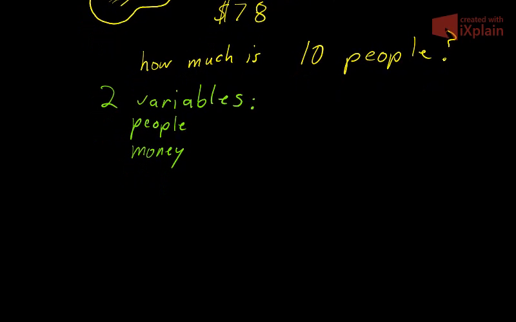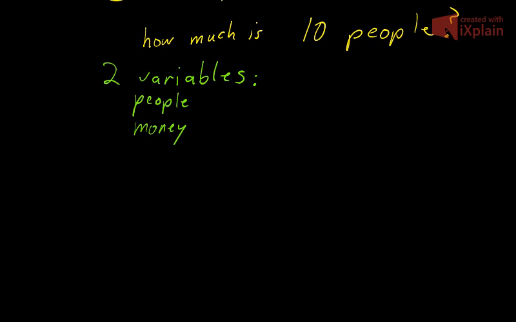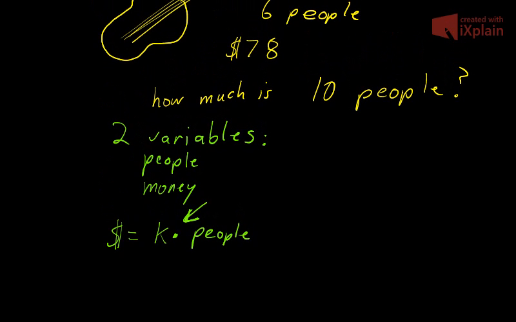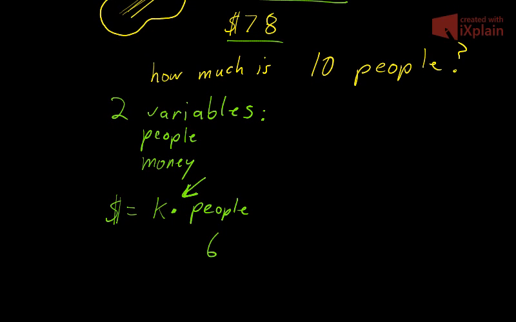The way this is going to work is that the amount of money is going to be equal to some number times the number of people. And that number we're going to call k. So k is what's called the constant of proportionality. It's just the thing that we multiply by. I know that 6 people is $78, so I can plug in 6 times k equals 78.